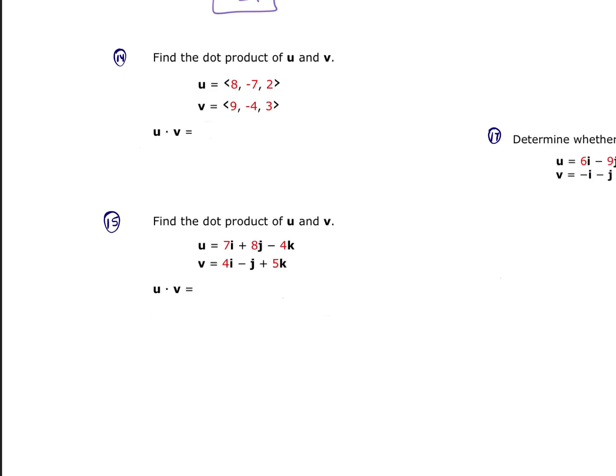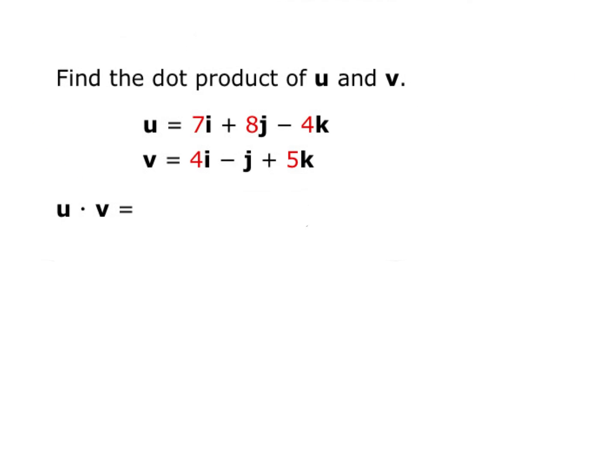All right, let's take a look at 15. So this one's the same thing. We are finding the dot product. It's just written a little differently. But we can change it to be in component form if we like that better. So it'll be 7, 8, and negative 4. And then 4, negative 1, and 5. So when you write it in component form, you just get rid of the I, J, and K, and you just take the coefficients of each. What if we didn't have like a K at all? What would our Z be? 0. Perfect.